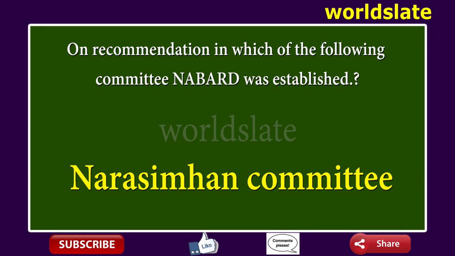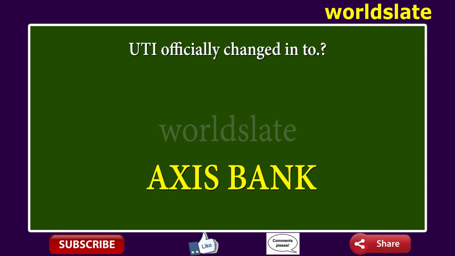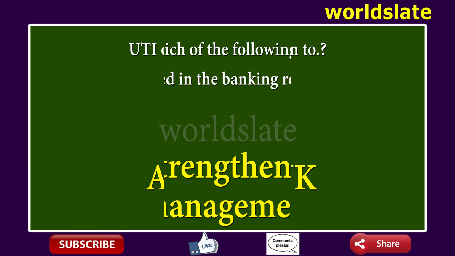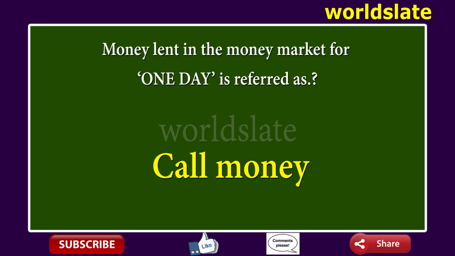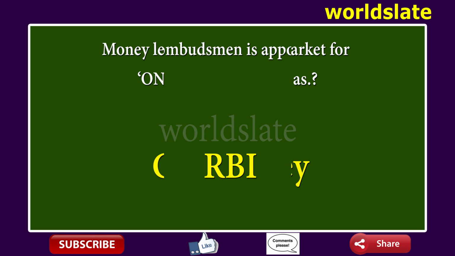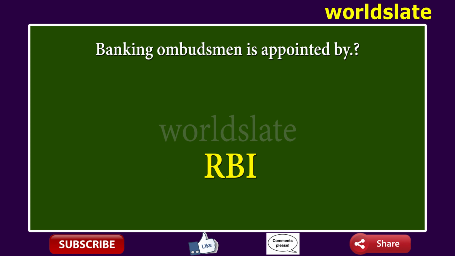Question: On the recommendation of which committee was NABARD established? Answer: Narasimham Committee. Question: UTI Bank officially changed into? Answer: Axis Bank. Question: Which of the following is included in banking reform? Answer: To strengthen risk management. Question: Money lent in the money market for one day is referred to as? Answer: Call money.